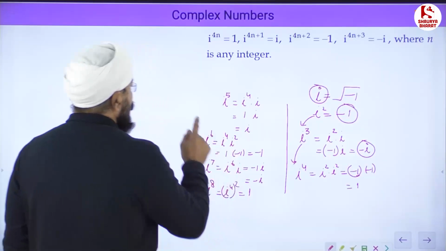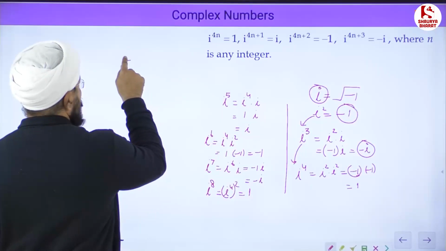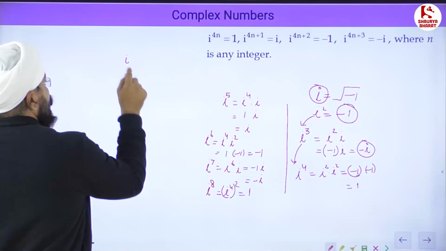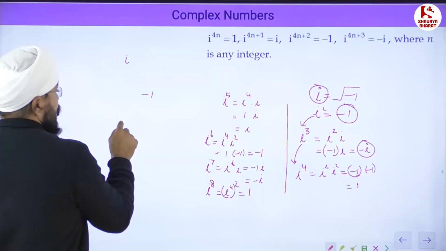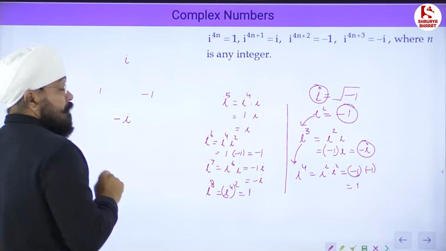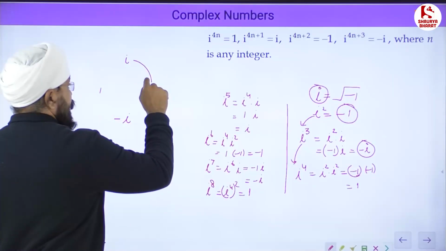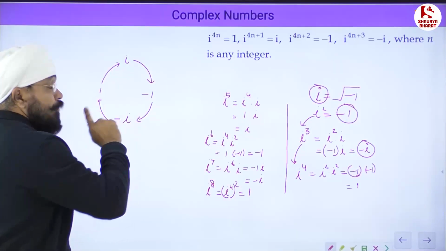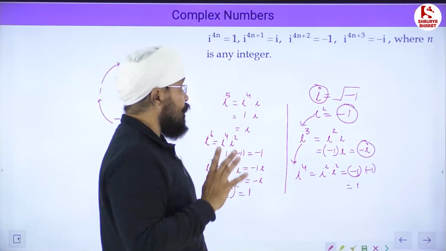So what we can see is that the values we get are first iota, then -1, then minus iota, and then 1. That means there is a cyclic pattern over there. You can see this cyclic pattern. It is somewhat like this and it is going to repeat. These values are going to repeat.